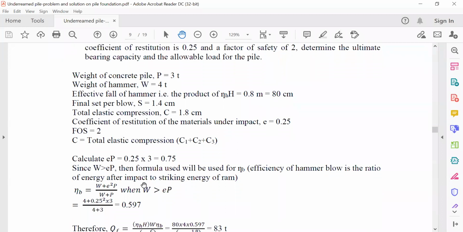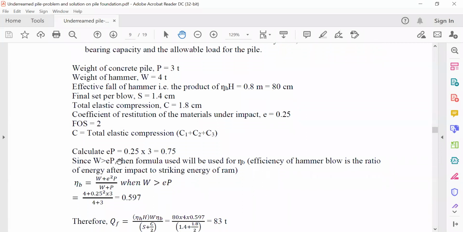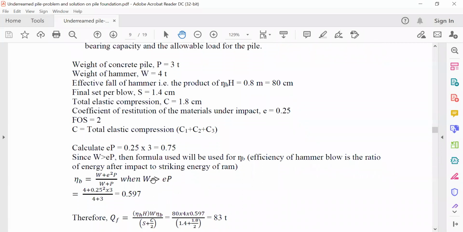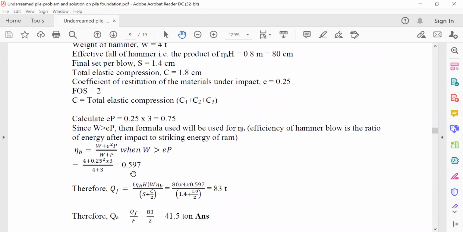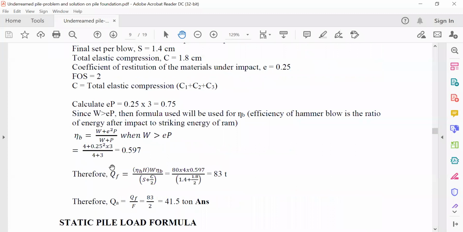That means it is coming less than W. So if it is coming less than W, that is W is greater than EP, in that case we have to use this formula, eta B is equal to this much. And after putting the values of E, P, all the values, the eta B we can calculate here. After that, we shall go for the Hiley formula. Hiley formula is QF is equal to eta H into H.